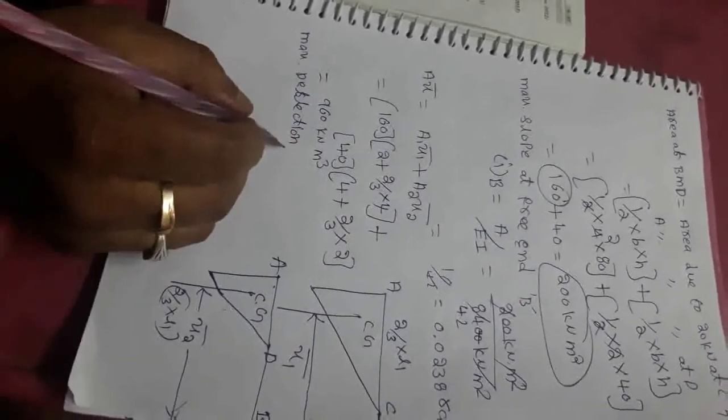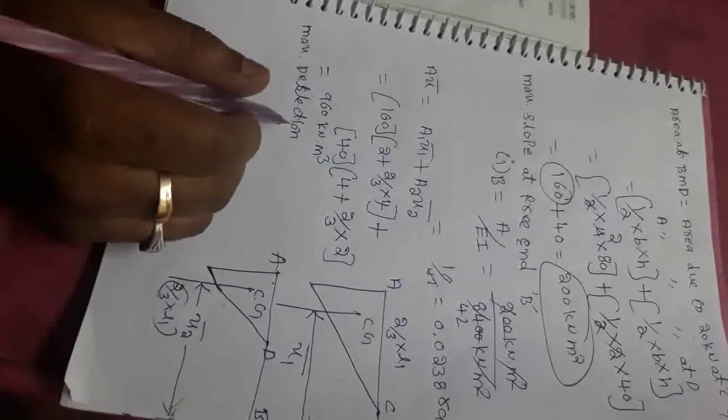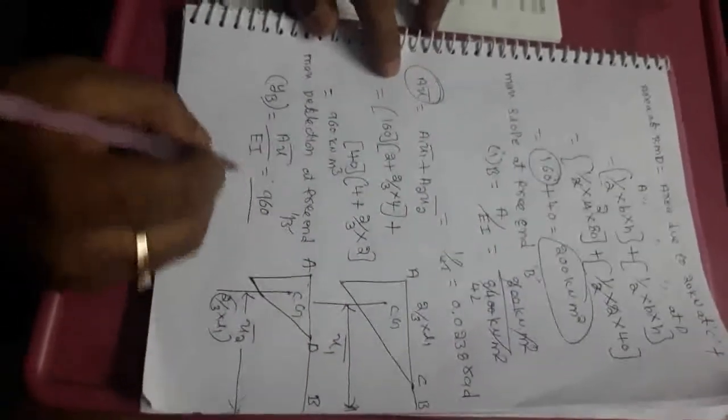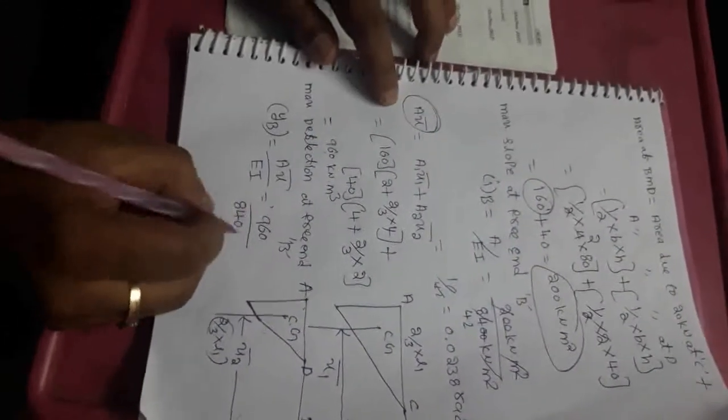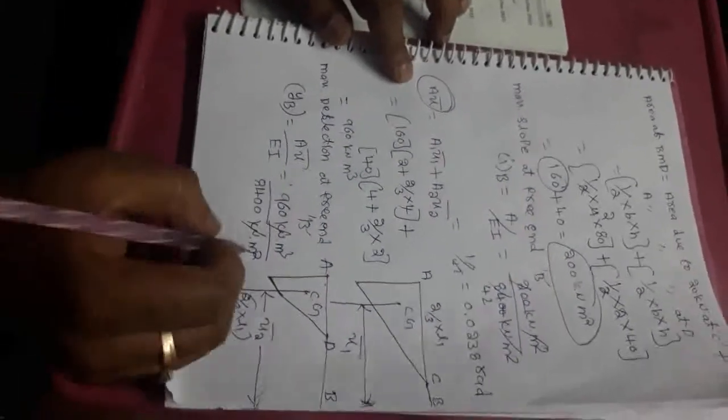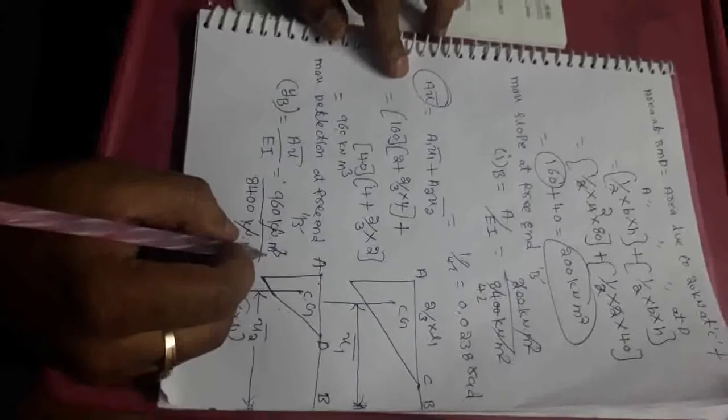Maximum deflection. In the problem, it is required to find the maximum deflection at the free end. That free end is nothing but B. So the free end deflection, y at B, equals A x bar by EI. Here you already have the A x bar value, that is 960 by EI. EI is 8400. Here kilonewton meter cube and here kilonewton meter square. Kilonewton cancel, meter square and meter cube cancel, and 1 meter remains.